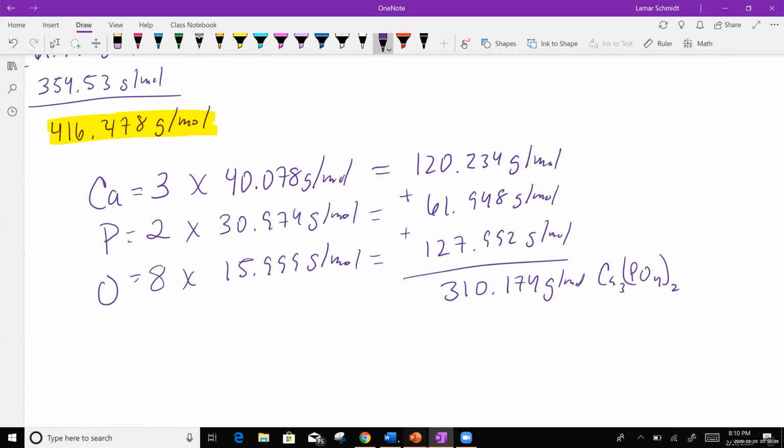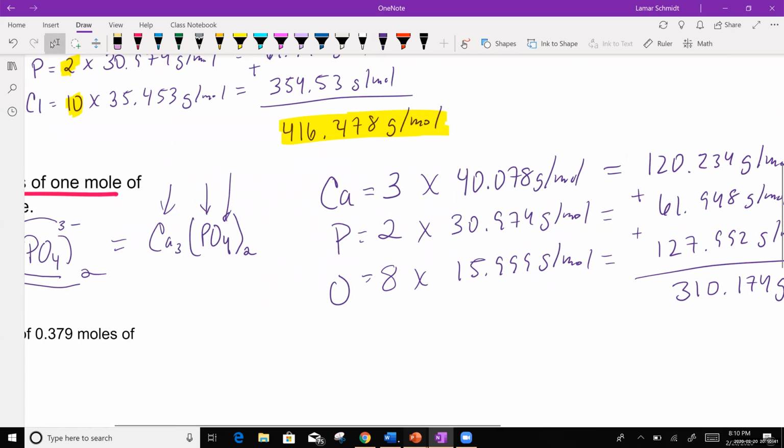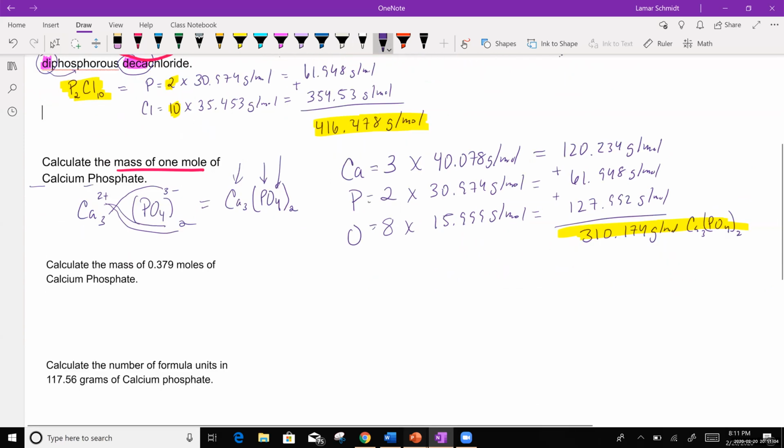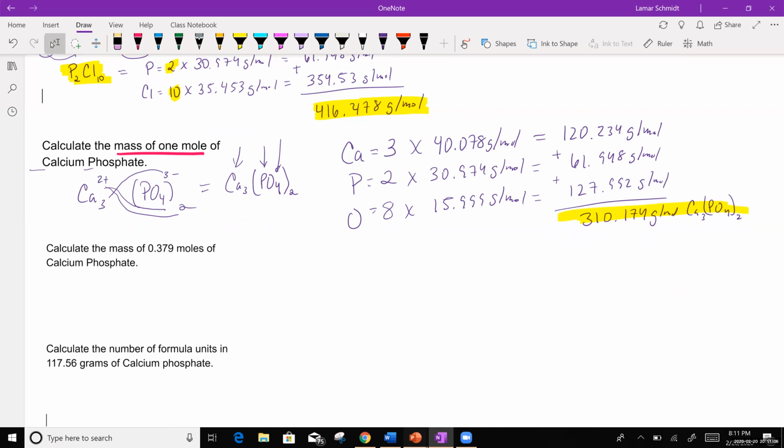Now the parentheses are required. Without the parentheses, you're going to get the wrong count. So 310.174 grams per mole. Just to make things easy and not take too much time in this video, I went ahead and used calcium phosphate for the rest of these calculations so that we don't have to calculate the molar mass of several different problems. So we're going to be using this molar mass in our other problems.